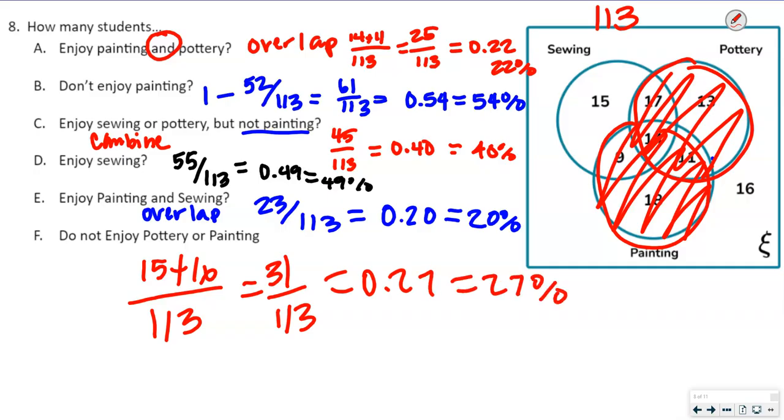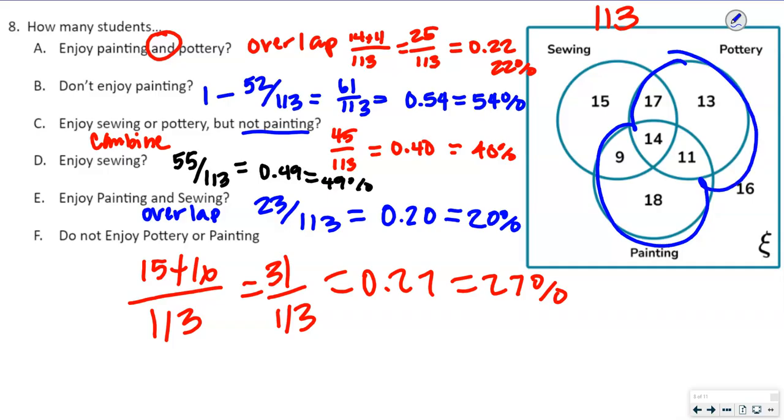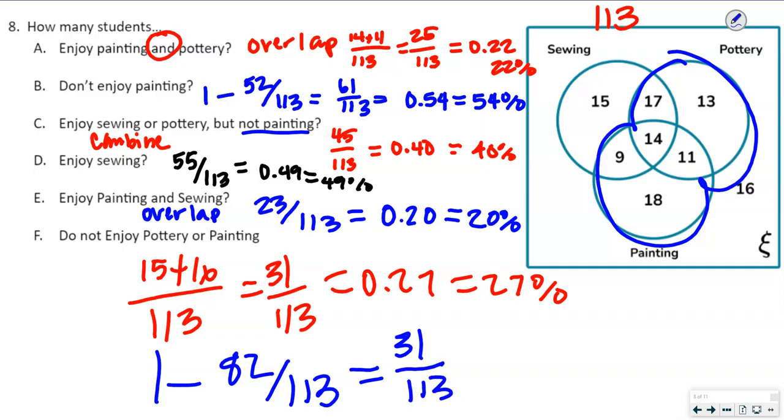Now the other way we could have done this, okay, everybody look up here, is we could have added up all the numbers that are in here, right? Because that's our or statement. Y'all see that? We could have added up all those numbers, and we could have done 1 minus, and that would have been 82 over the 113. Guess what that would have given us? That 31 over 113, okay? So I don't care which way y'all do it. It doesn't really matter. Whichever one works better for you and for the way the problem's set up, okay?